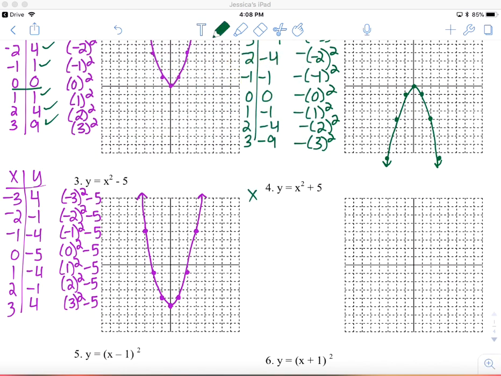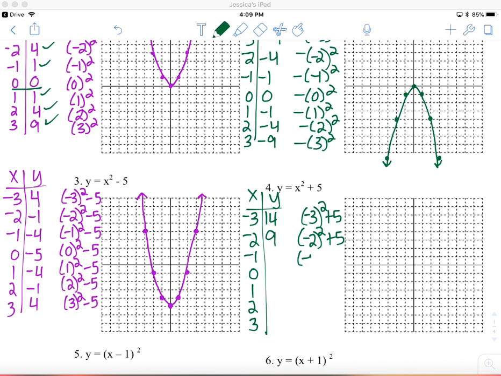On number 4, if I make my table and use the same x values, this time, negative 3 squared plus 5 would be 9 plus 5, which is 14. Negative 2 squared plus 5 would be 4 plus 5, which is 9. Negative 1 squared plus 5 would be 1 plus 5, which is 6. 0 squared plus 5 would be 5. 1 squared plus 5 would be 6. 2 squared plus 5 would be 9. And 3 squared plus 5 would be 14.